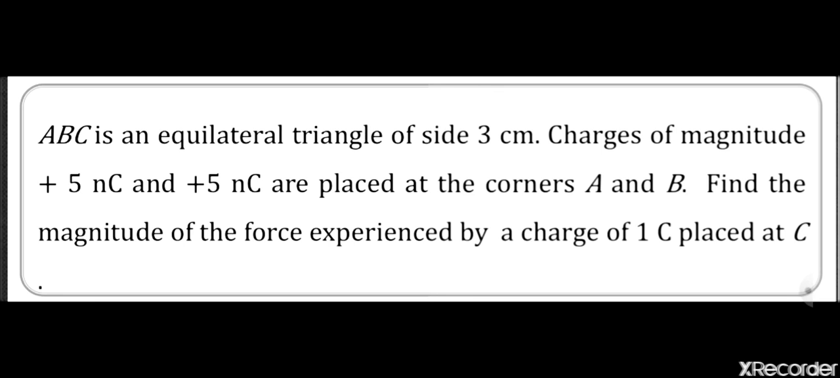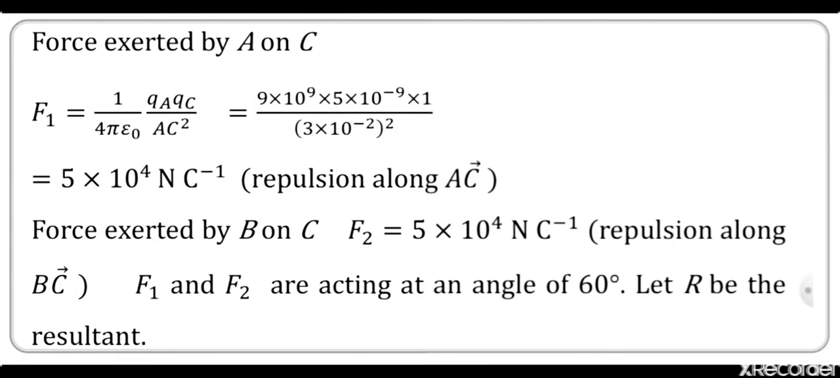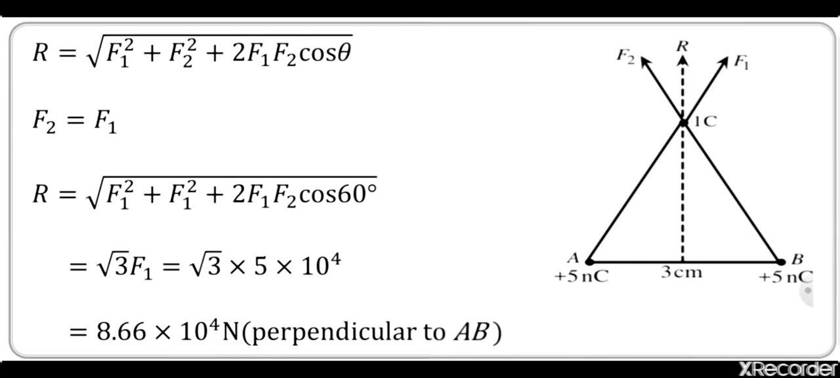It is again an equilateral triangle here, ABC, and the sides are 3 centimeter. There are two charges given at the points A and B. We have to find the resultant force at the point C, and C has a charge of 1 coulomb. Look at the picture. Plus 5 nanocoulomb, plus 5 nanocoulomb, and there is a 1 coulomb. You can see there are opposite forces there. That is F1, and here is F2. The resultant goes in between. And they have given the measurements here, that is 3 centimeter.